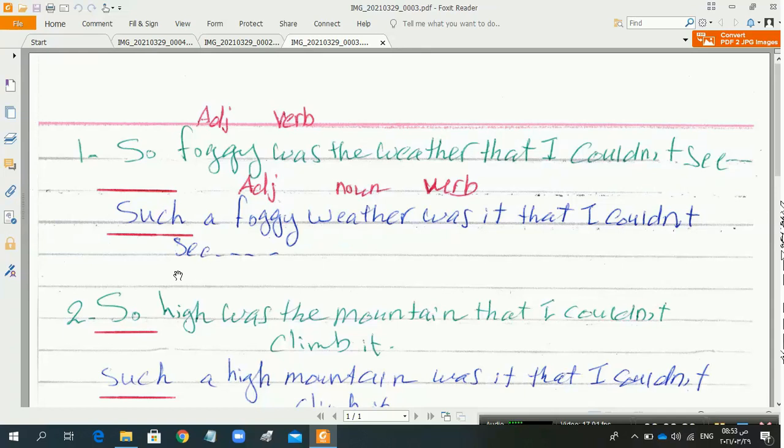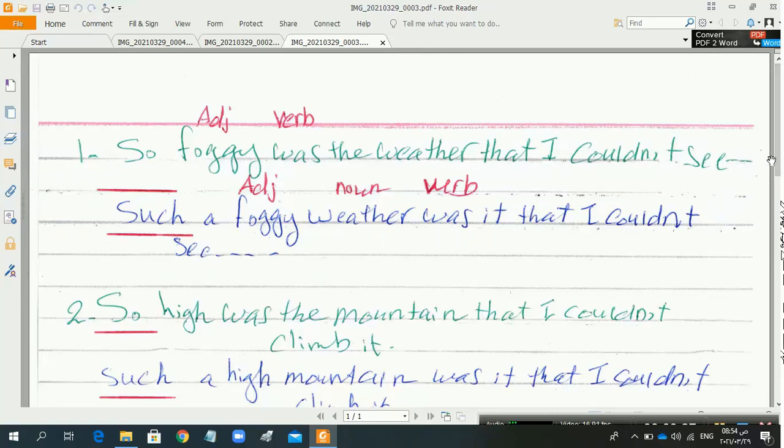From the answers, you will know the rule. Look at number one. "So foggy." Foggy here is an adjective, plus the verb "was." So foggy was the weather that I couldn't see the road. The following: such a foggy weather was it that I couldn't see the road. Make a comparison. They are a little different. So plus adjective, then the verb, and after the verb I wrote the noun, the weather. But in "such," after it, what? Adjective, then noun, then the verb. So in "so," I write the adjective, then the verb. But in "such," I write the adjective, noun, and the verb.